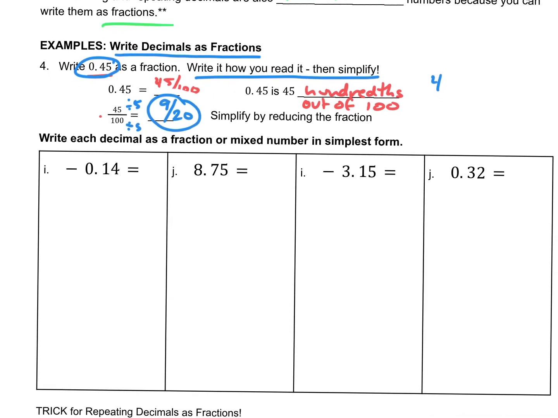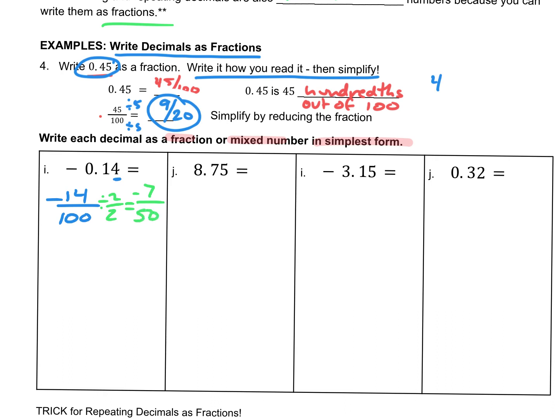Try these next couple. Notice we're writing them in simplest form, as a fraction or mixed number. So I have negative 14 hundredths. I know it's a negative 14 in the hundredths place. Then I know they're both even, so they share a factor of 2. So this is the same as negative 7/50.